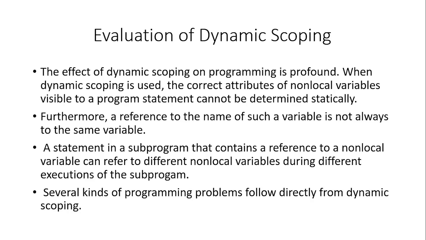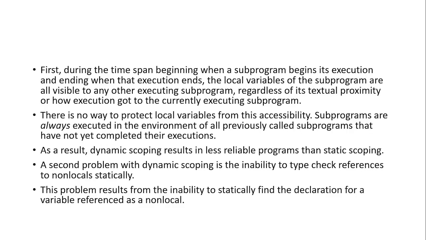Several kinds of programming problems follow directly from dynamic scope. First, during the time span beginning when a subprogram begins its execution and ending when that execution ends, the local variables of the subprogram are all visible to any other executing subprogram, regardless of its textual proximity or how execution got to the currently executing subprogram. So there is no way to protect local variables from this accessibility. Subprograms are always executed in the environment of all previously called subprograms that have not yet completed their executions. As a result, dynamic scoping results in less reliable programs than static scope.